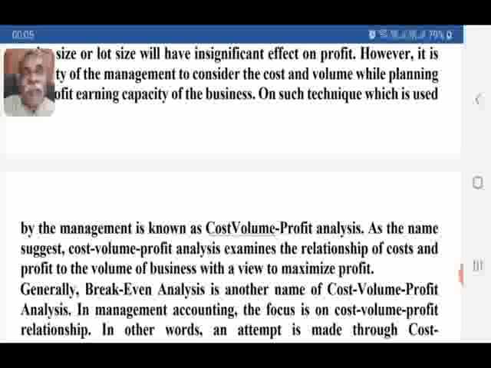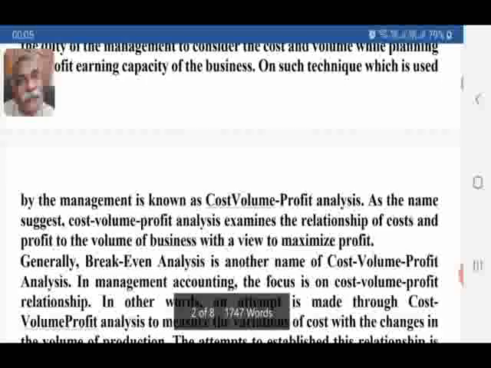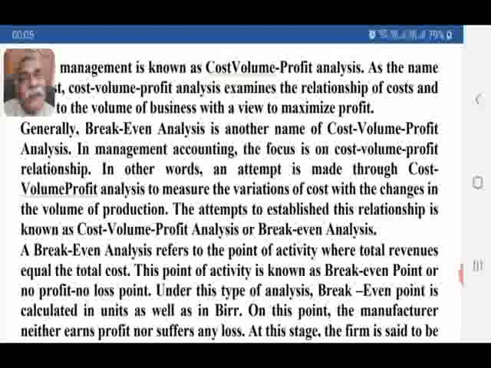One such technique, which is used by the management, is known as cost volume profit analysis. As the name suggests, cost volume profit analysis examines the relationship of cost and profit to the volume of the business with a view to maximize profits. Generally, break-even analysis is another name of cost volume profit analysis.